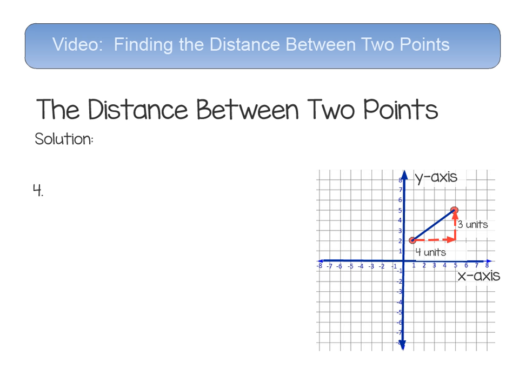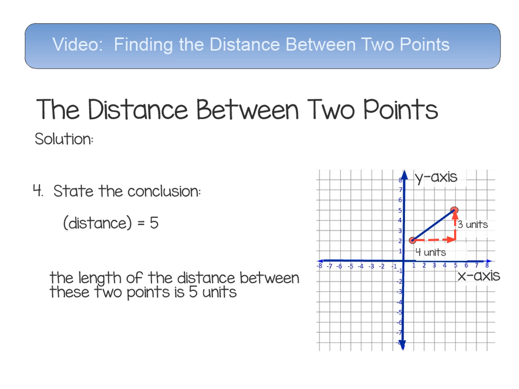And now, state the conclusion, the distance is 5. This means the length of the distance between the 2 points, 1, 2, and 5, 5 is 5 units.